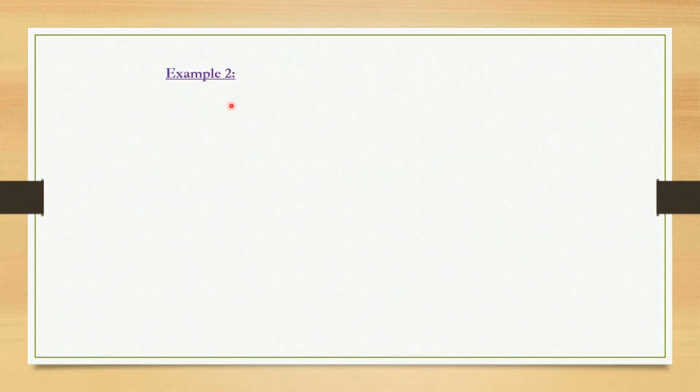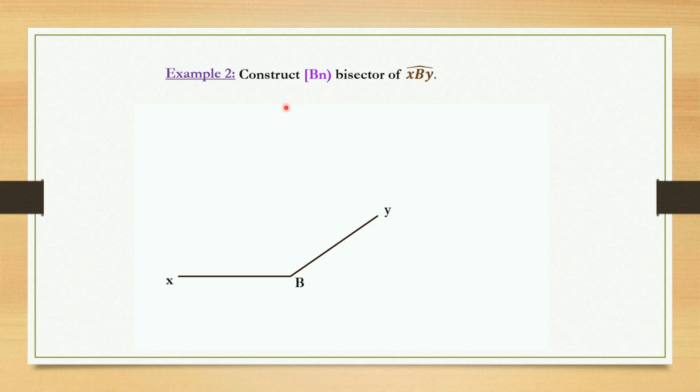Now another example, example 2. In this example, we have an obtuse angle XBY. Construct semi-line BN, bisector of angle XBY. So same steps as we did earlier. We don't know the measure of XBY. Instead of wasting our time bringing our protractor, measuring XBY, then finding its half, then drawing the bisector, we can use the compass. It's faster in case I don't know the measure of an angle.